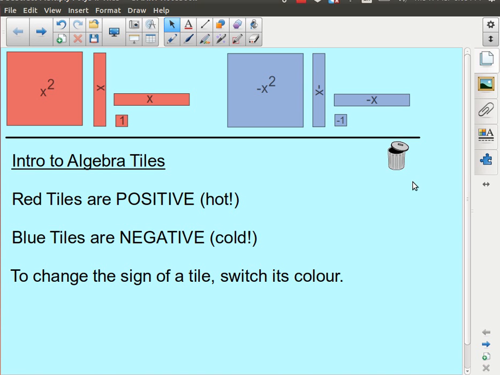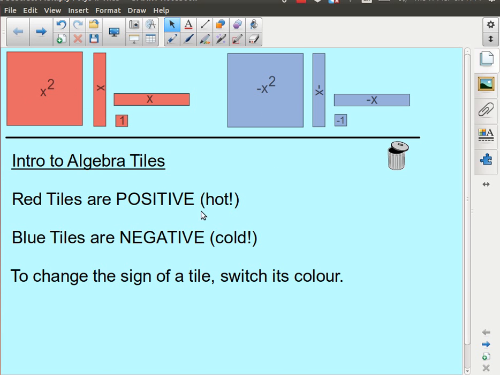For this lesson, we're going to be looking at algebra tiles and how they can be used to help us, specifically when we're dealing with quadratic relations. So a couple of things, in case you're not familiar with algebra tiles, there are actually a few different types. The most common type you'll probably see in our classroom are going to be these red and blue tiles.